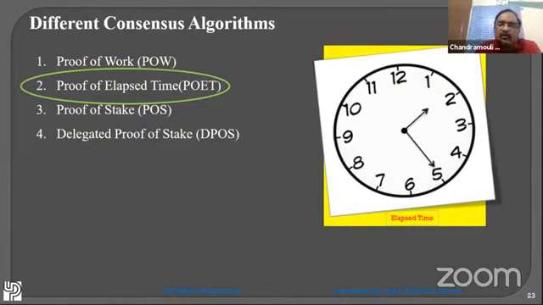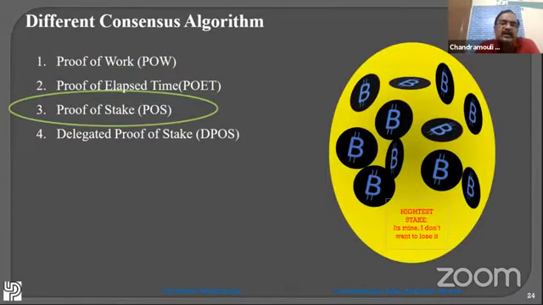The third one is proof of stake. Here it is very important to ask why we are going for a consensus. Number one, it's not supposed to be easy. If it were easy, anybody could go and create a block and add it to the blockchain, and that is not the purpose. We want to create a mechanism in such a way that it is very difficult to add a block, but very easy to prove whether the added block is correct or not.